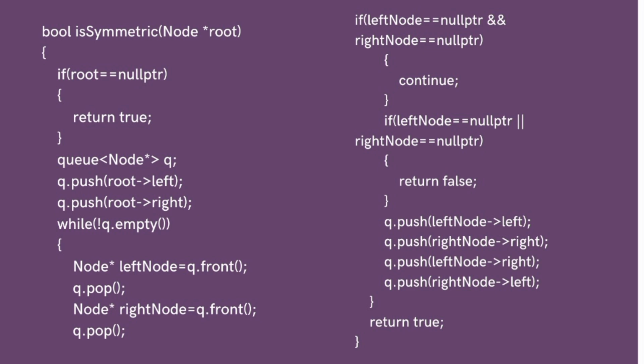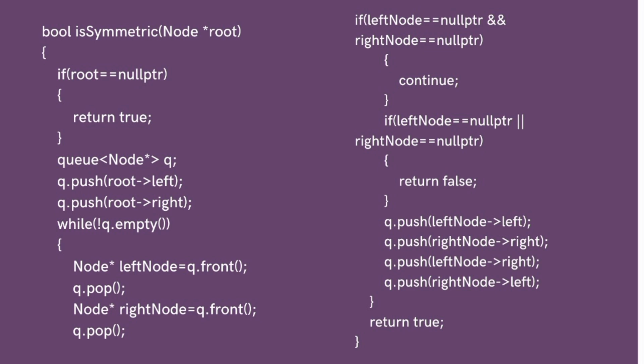Otherwise, we use a breadth-first search approach to compare the left and right subtrees at every level. We enqueue the left and right children of the root and begin comparing nodes. At each step, we check if both nodes are null or if one is null while the other is not. If both are null, we move on to the next pair of nodes.